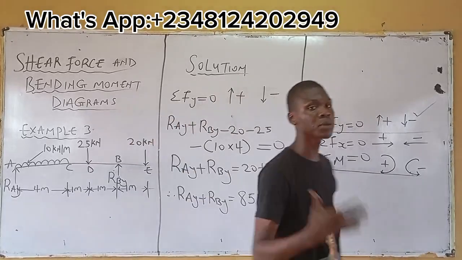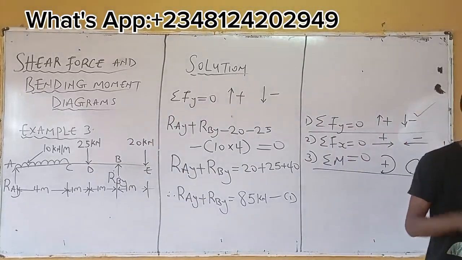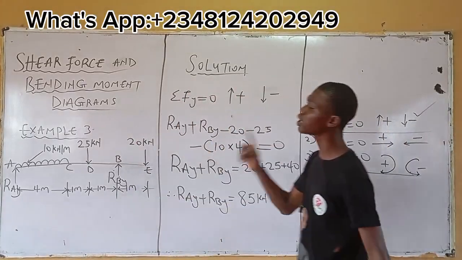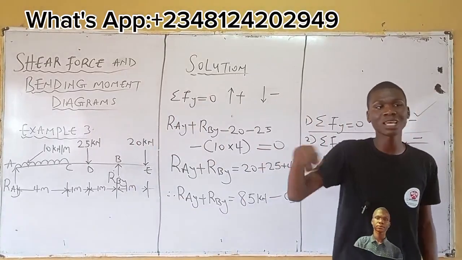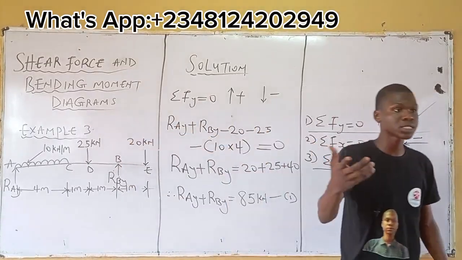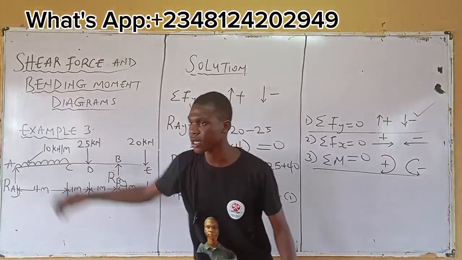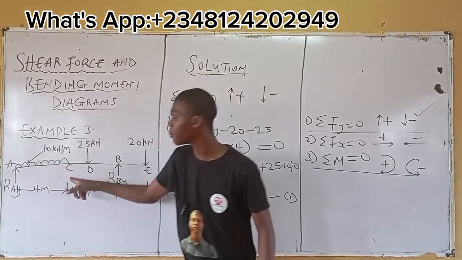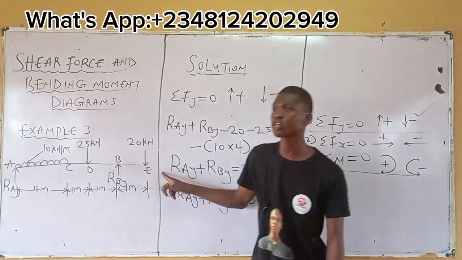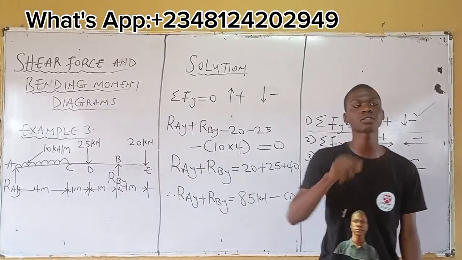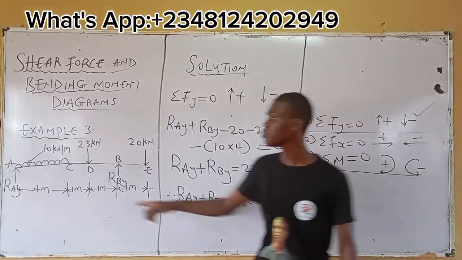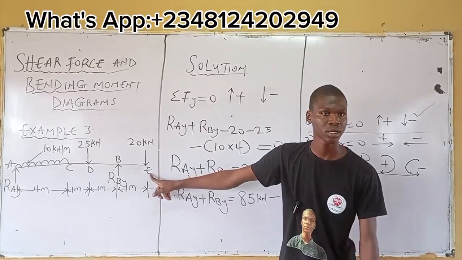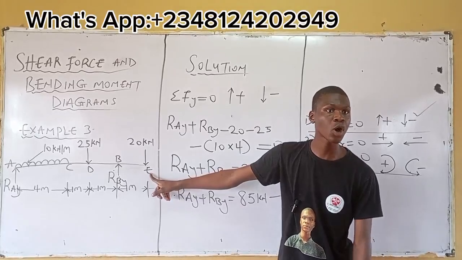Moving on, what's your next equation? Summation of moment about any point equals what? 0. Now, how many points do you have? We said summation of moment about any point. When we say any point, what does it mean? How many points do I have here? I'm having 5. A is a point, C is a point, D is a point, B is a point, E is also a point. Does that mean we can take moment about C? We can take moment about D? We can take moment about E? Yes or no?